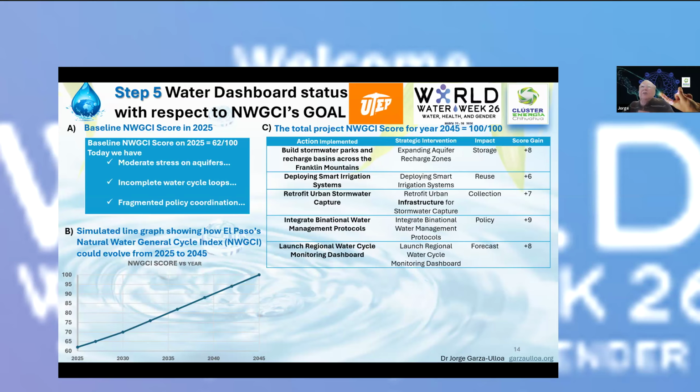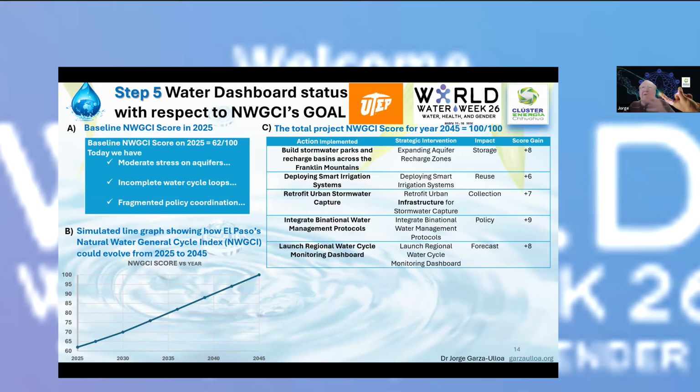We also want to retrofit the urban stormwater capture. Okay, that means more stormwater infrastructure. That means capturing water. This is water collection that's going to increase 7%. We're going to integrate national water management protocols.